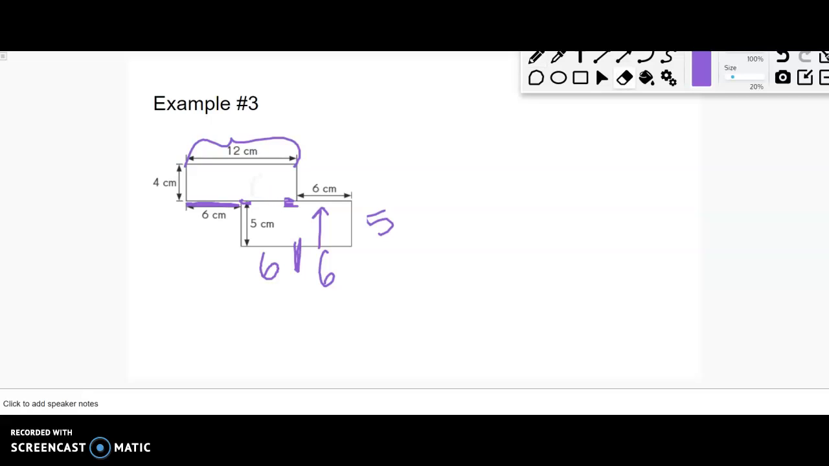I'm going to erase the 6 in the middle because that's not part of the outside perimeter. I'm also going to say if I have 6 and 6 over here, it's going to be 12 because it'll be easier to add up. All right. Make sure I'm not missing numbers.